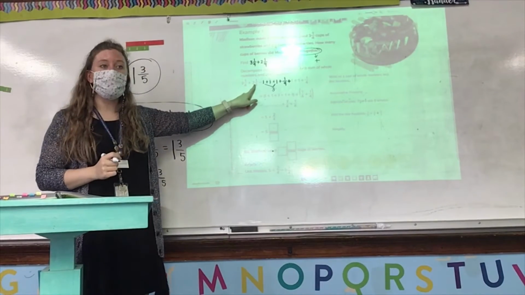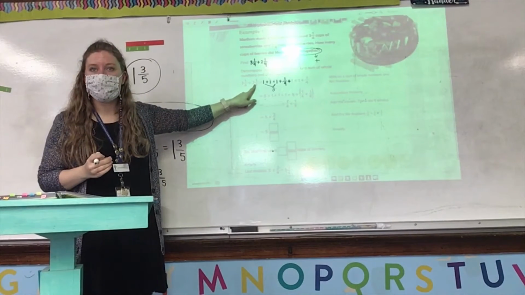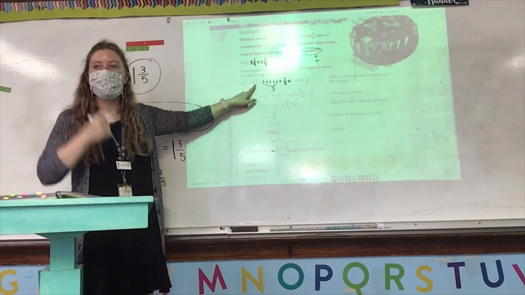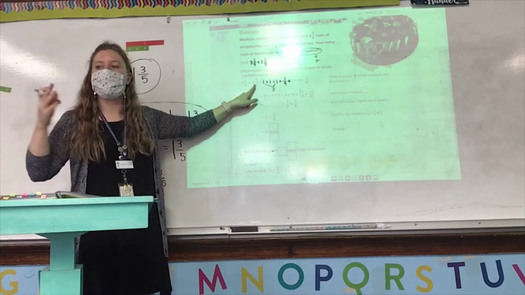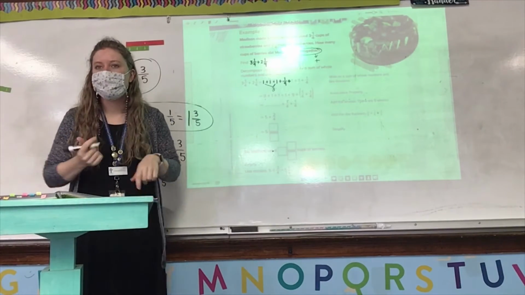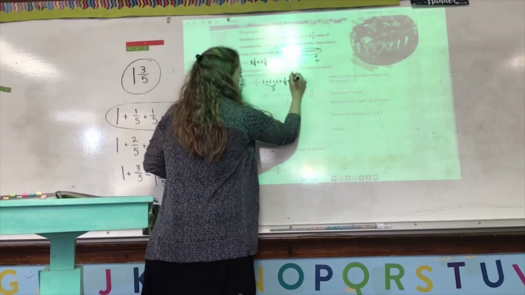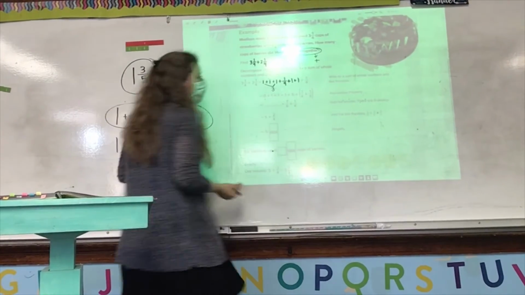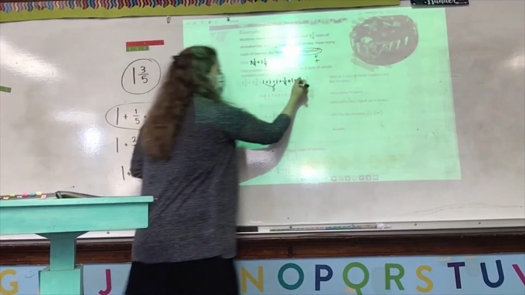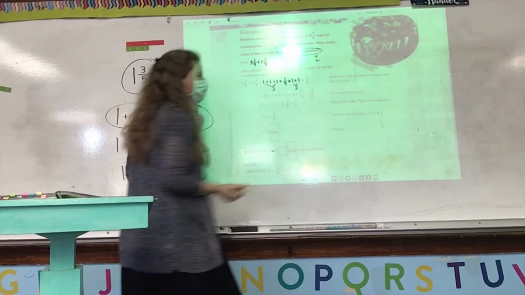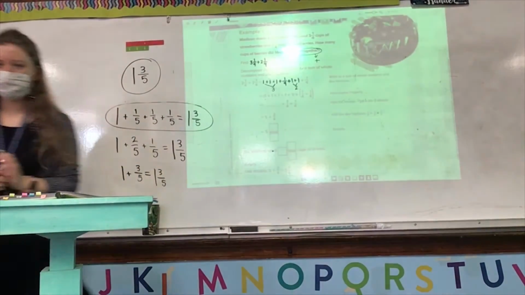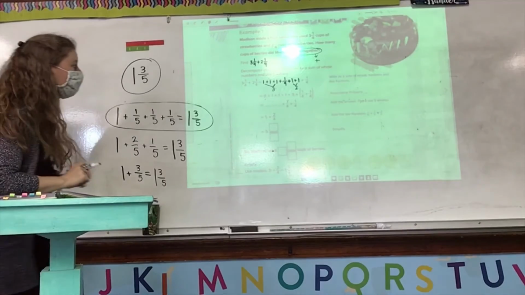If I have 2 wholes, how many wholes do I have? How many ones do I have? If I have 2 wholes, how many ones do I have? Class? 2. 1 plus 1, because I know together that is 2.